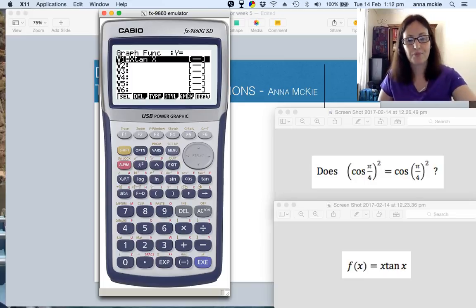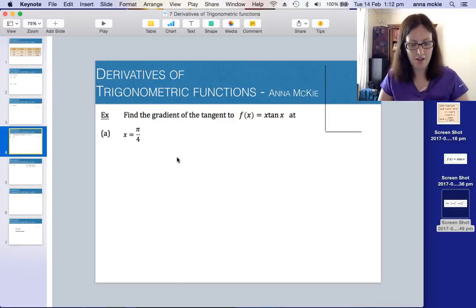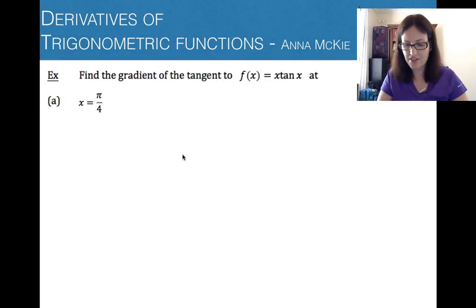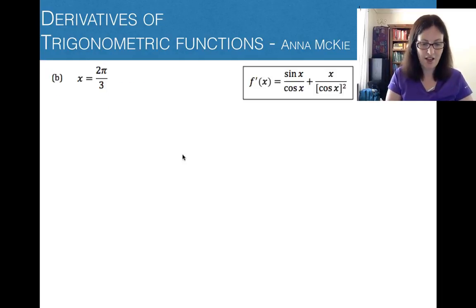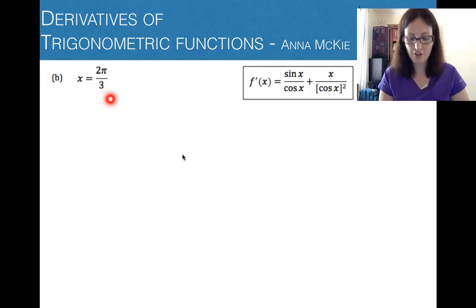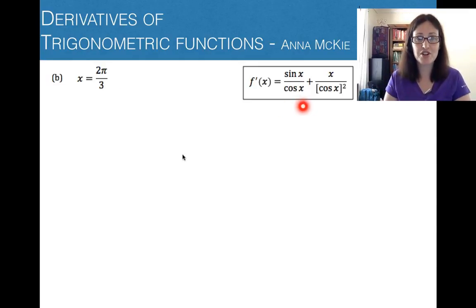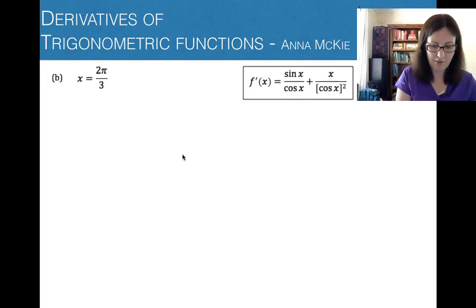Moving on, we are now going to do part B of this question, which is using x at 2 pi on 3. So here is our derivative function, and this time we're going to substitute in 2 pi on 3. Let's do that. F dashed of 2 pi on 3.